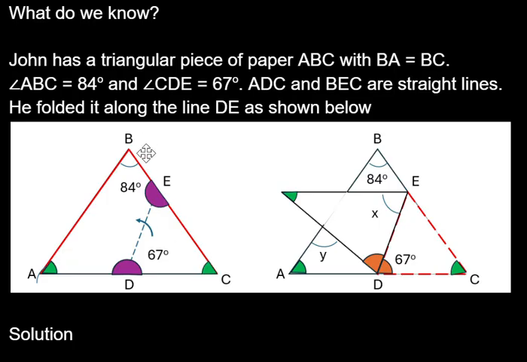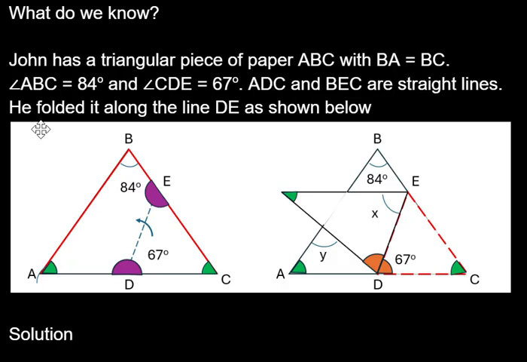The next piece of information: you know this is 84, and this is 67 here. The important thing is that it also tells you that ADC is a straight line. What does that mean? When you know that it is a straight line, it means that this angle is 180 degrees, because angles on a straight line add up to 180 degrees. And the same thing for BEC, it is also 180 degrees.